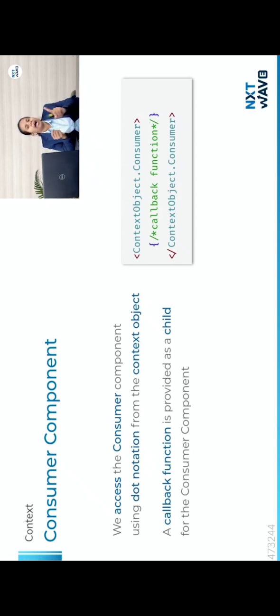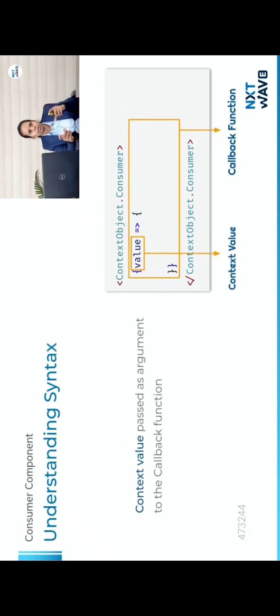Okay, so within that, we'll have a callback function. Firstly, to access the context value, we'll make use of the consumer component, right? So here, to access the consumer component, you have to write context object dot consumer. That will give you the consumer component. Now, within that consumer component, we'll have a callback function. So the value of the context will be passed as an argument to this callback function. Okay, so you can see that within the consumer component, we'll have a callback function, and the context value will be passed as an argument to this callback function.